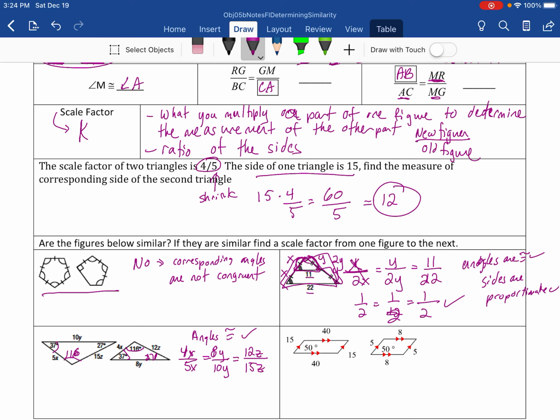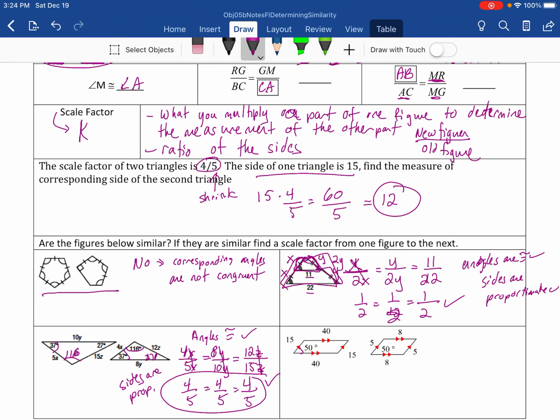Are they all the same fraction? Are they proportionate? Well, the x's divide out. This is 4 over 5. The y's divide out. The common factor of 8 and 10 is 2, so this is going to be 4 over 5. The z's divide out. 3 goes into 12 4 times. 3 goes into 15 5 times. So for this, the sides are proportionate, and so they are similar.